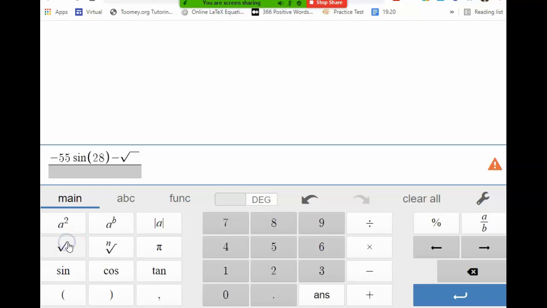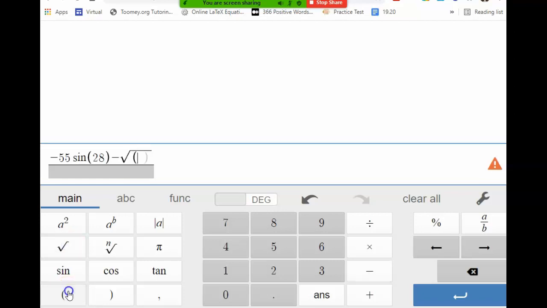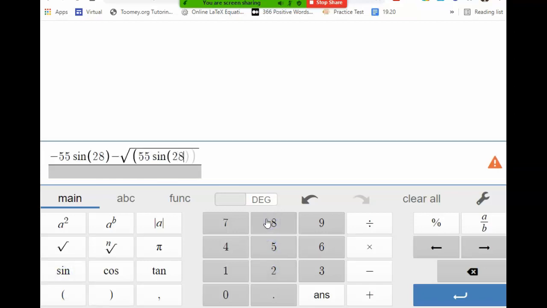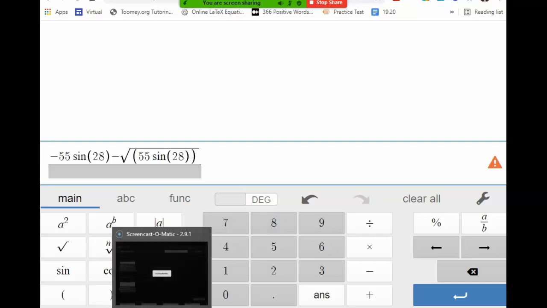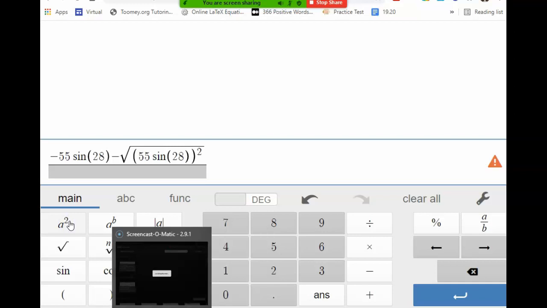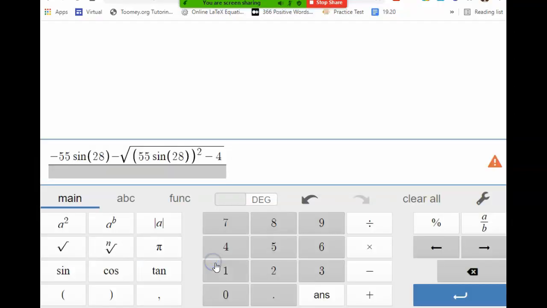Then I'm going to have a big old square root. In there, I'm going to have 55 times the sine of 28. Close both of those parentheses so I can square it. And then it's going to be minus 4 times a, which is negative 4.9, times c, which is 24, all over 2a. So that's 2 times a negative 4.9.